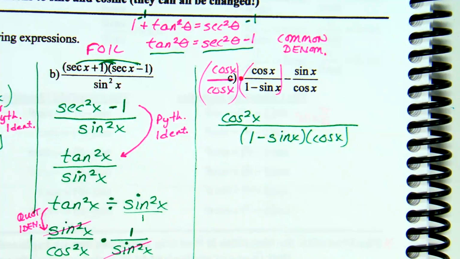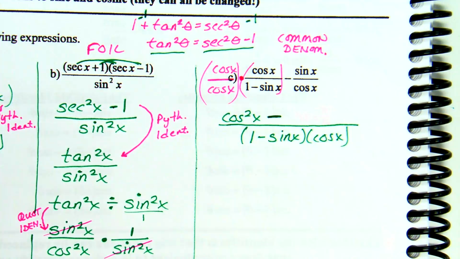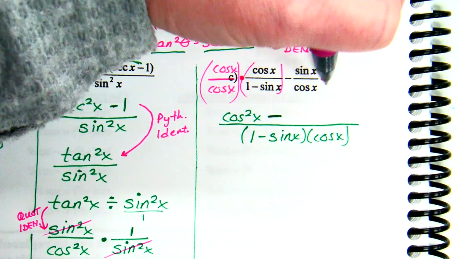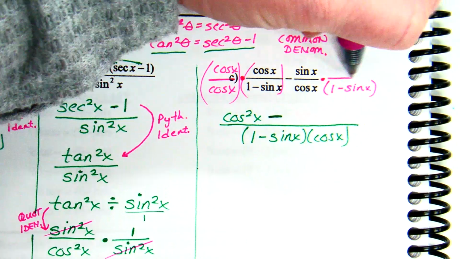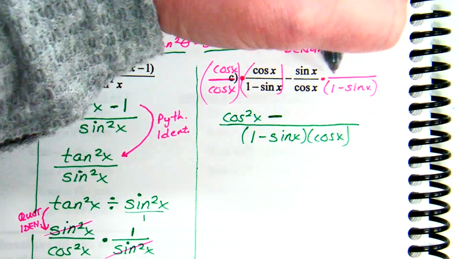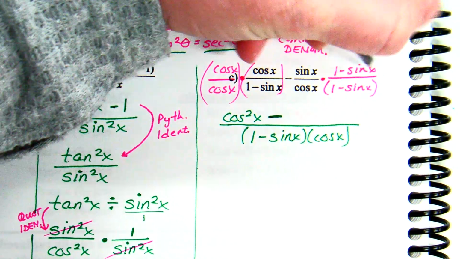What type of problem is this? This is a subtraction problem, yes? Because I'm going to go ahead and put it together all in one fraction. What's my second denominator missing? It has the cosine. What's it missing? That factor of 1 minus sine. If I multiply the denominator by 1 minus sine, I've got to multiply that numerator by 1 minus sine.